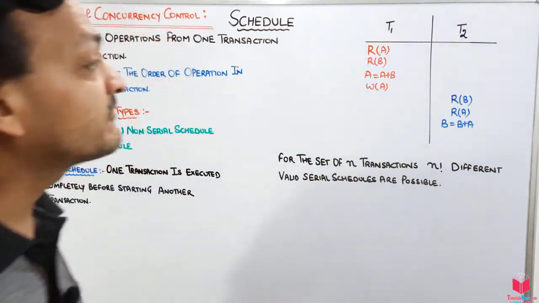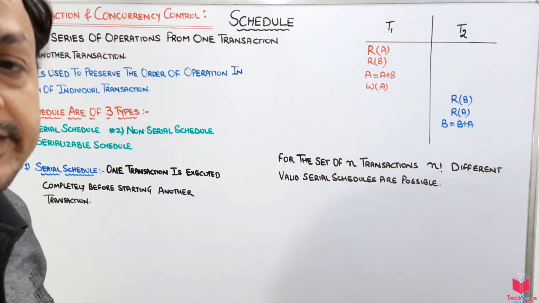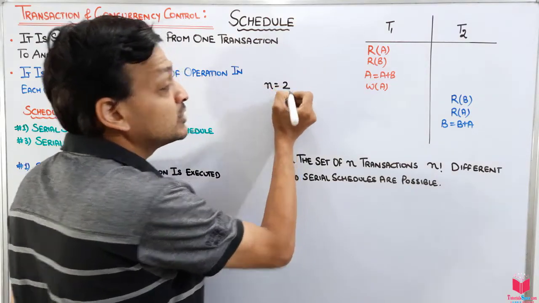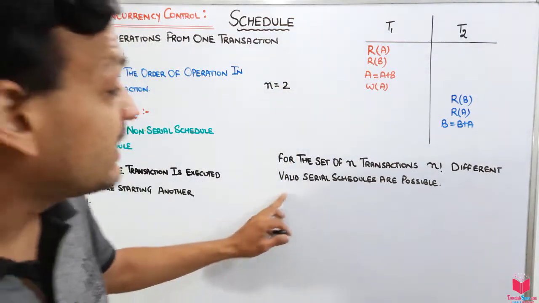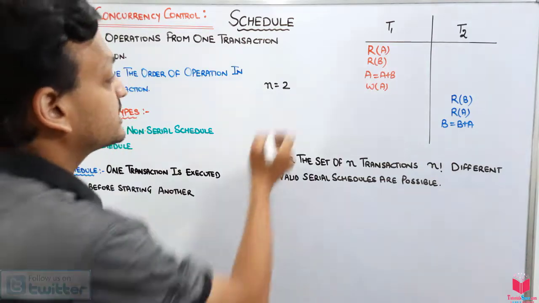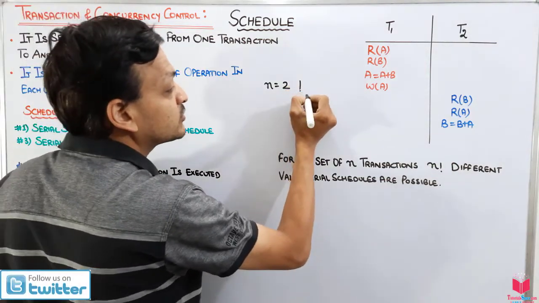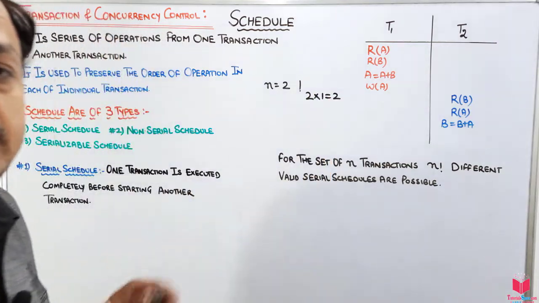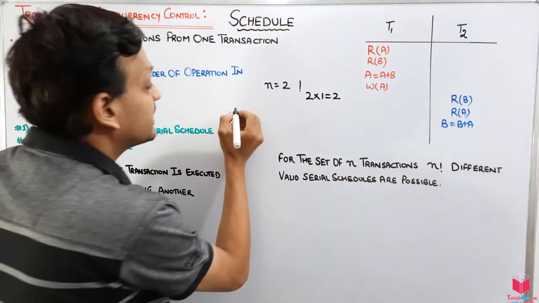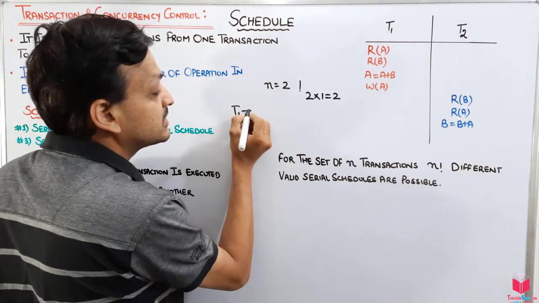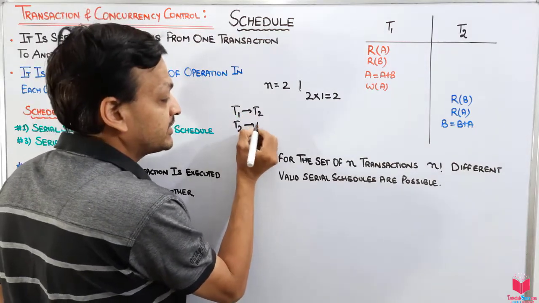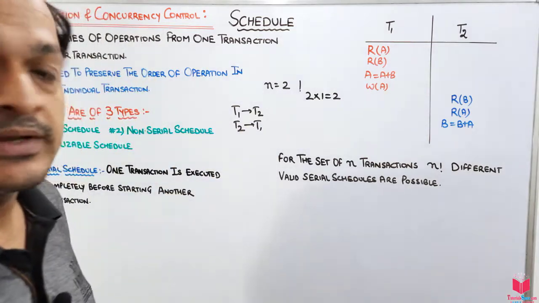Suppose we have two transactions, that means n is equal to 2. What are the possible valid serial schedules? It is 2 factorial, which is equal to 2 multiplied by 1, that is 2. I can arrange them in two ways in a serial manner: I can run T1 first, then T2, or I can run T2 then T1. These are the possible ways.